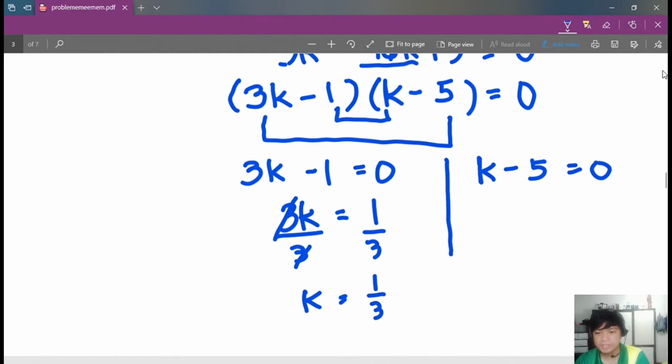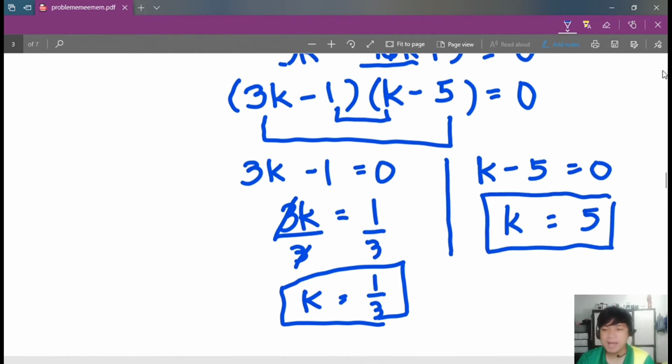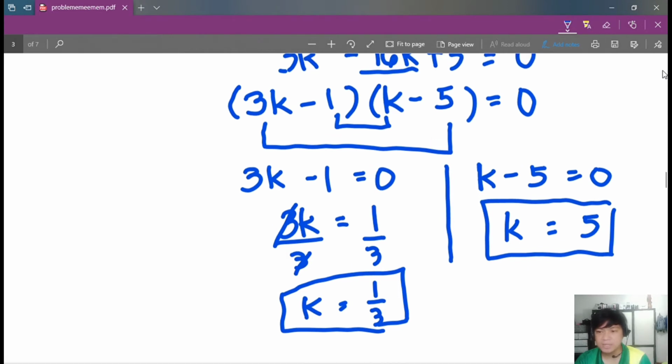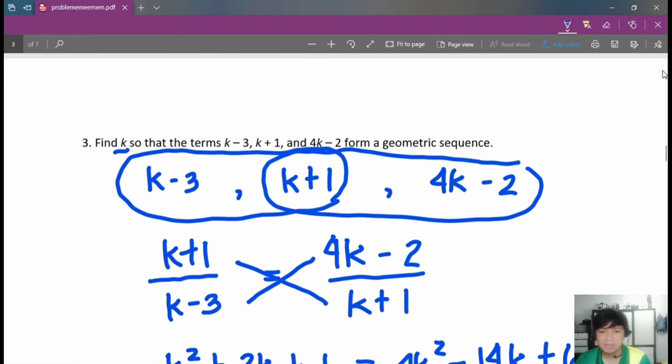This is the first value of k, 1/3. The other one is easy. We just move 5 to the other side, so k is equal to 5. So these are the values of k. This is what we are looking for in the problem: find the value of k.